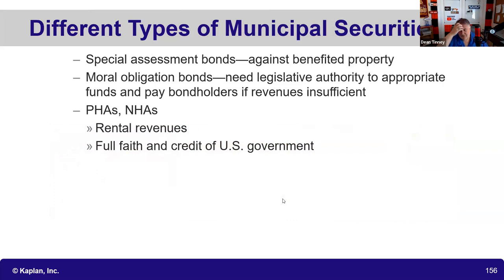A special assessment is against the benefited property. For example, I'm coming to you here from Las Vegas. I'm on the borderline of a community called Summerlin, and there's still some raw land out here in Summerlin. Who knows how long it's been in a particular family.